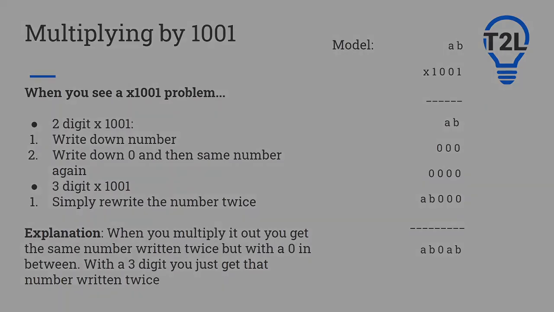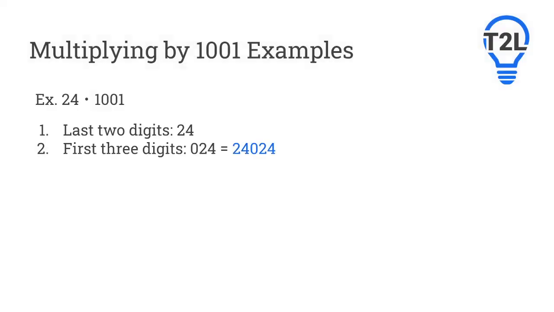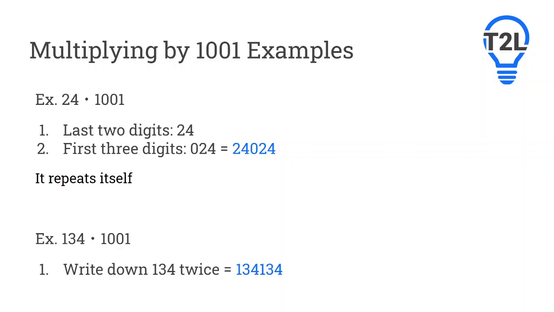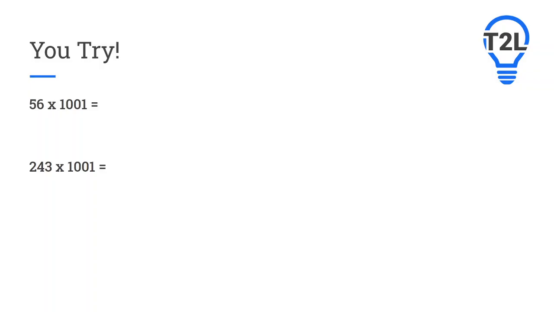Is there an example for these? Yeah, there is. Like we said, if your number was 24, you would just write 24, 0, 24. That's all you need to write for 2-digit times 1001. And for 3-digit, you just write the number twice together, so 13413. Just remember the 0, but that's only for 2-digit times 1001. Alright, try these now. This one should be quicker. This one's pretty easy. So let's keep going.